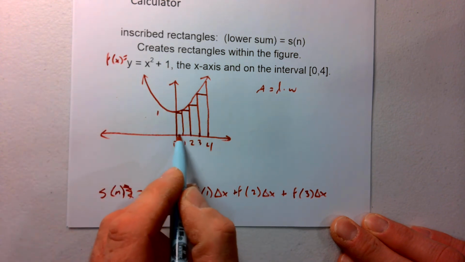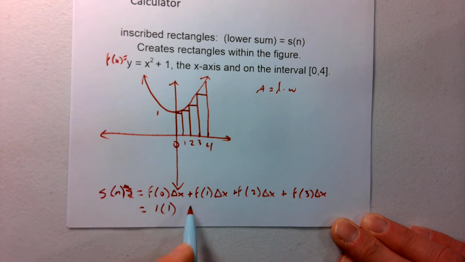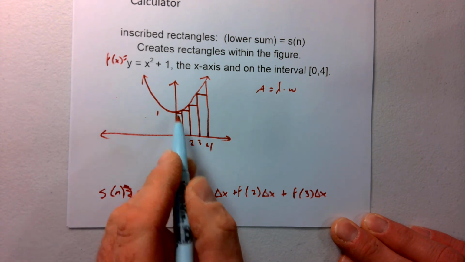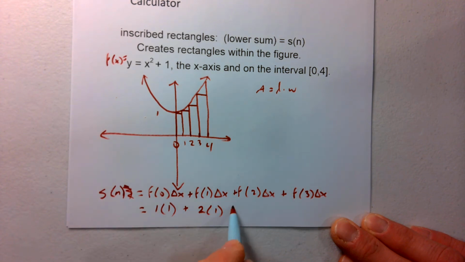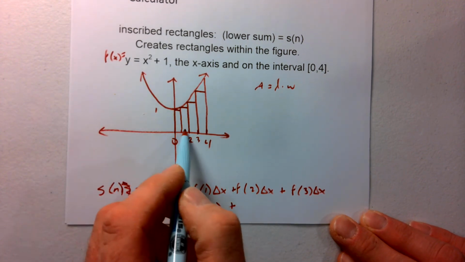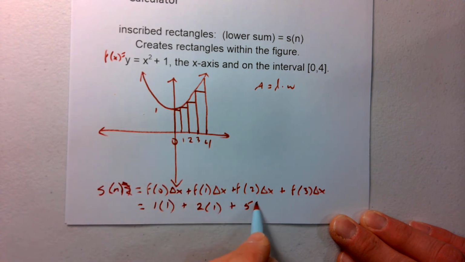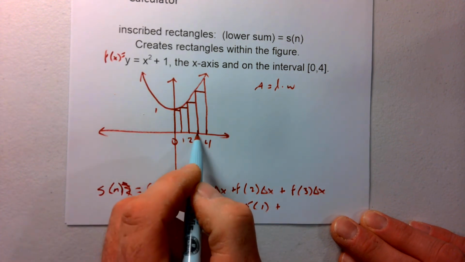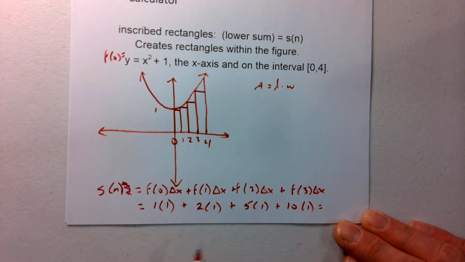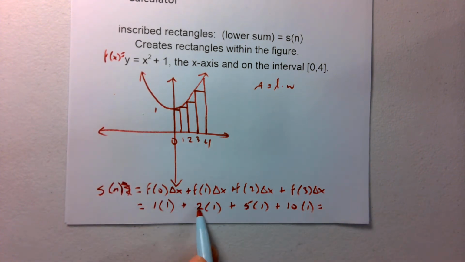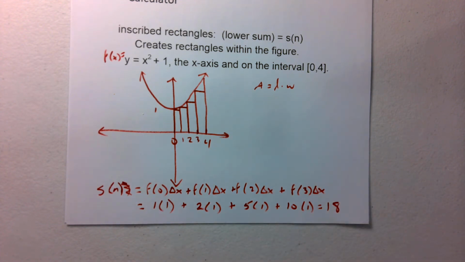And our delta x, again, our change in x, we're always going to be in 1 unit here. So it's going to be 1 times 1. F of 1 is 1 squared plus 1, which is 2, times our delta x. F of 2 is going to be 5 times delta x, which is 1. And f of 3, we have 9 plus 1 gives us 10 times 1. So I have 1 plus 2 plus 5 plus 10, which gives me 18.